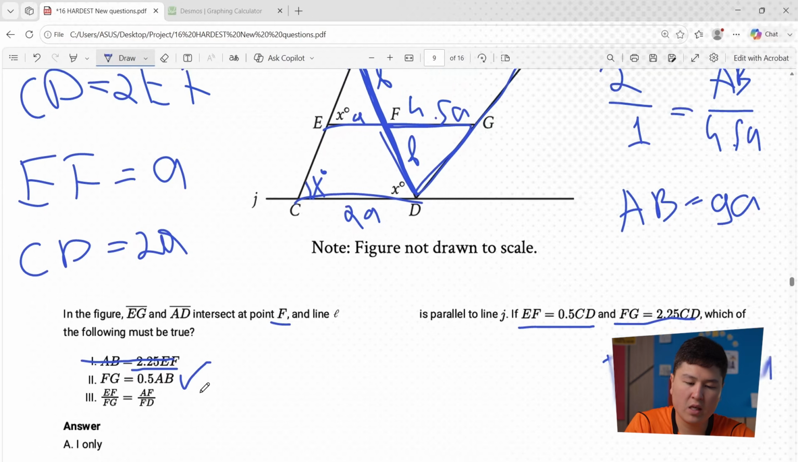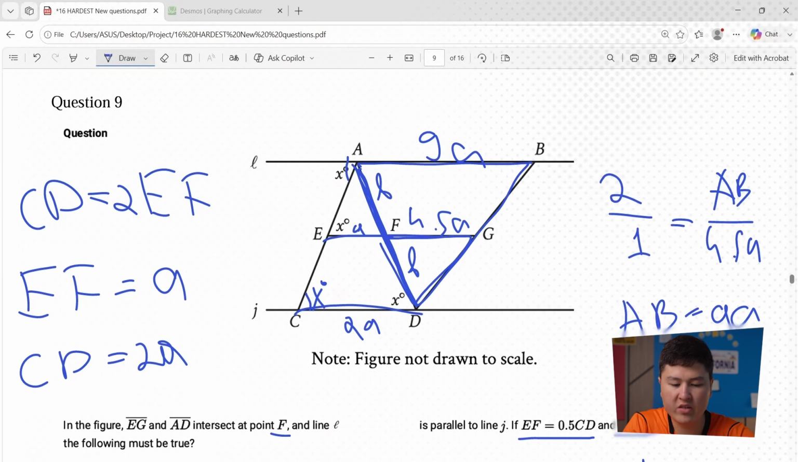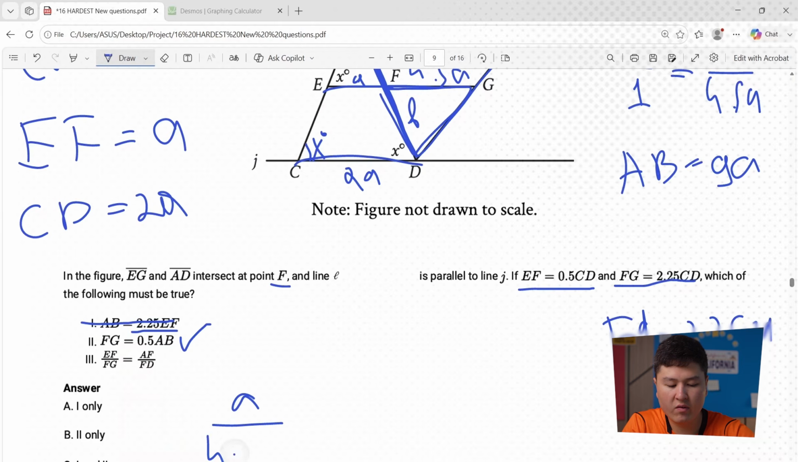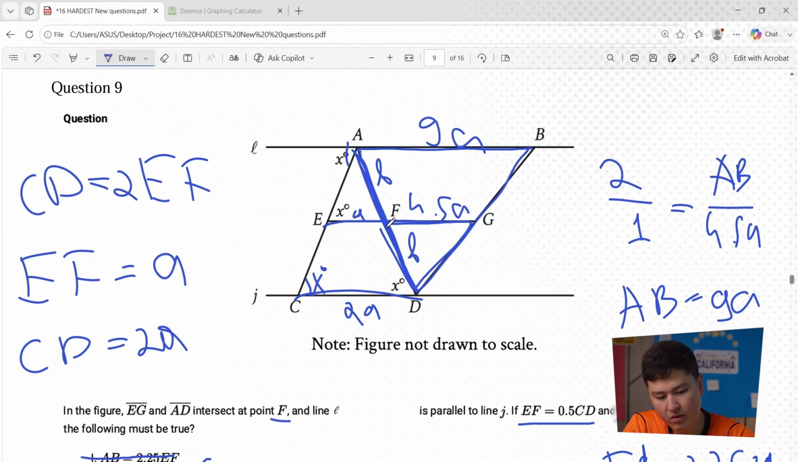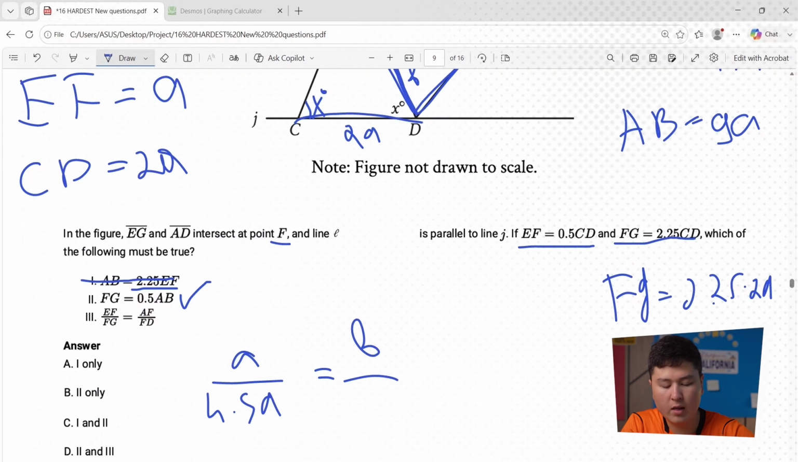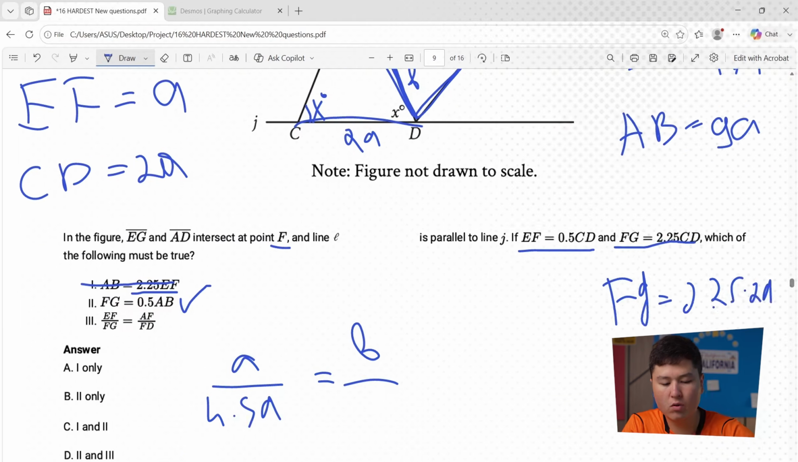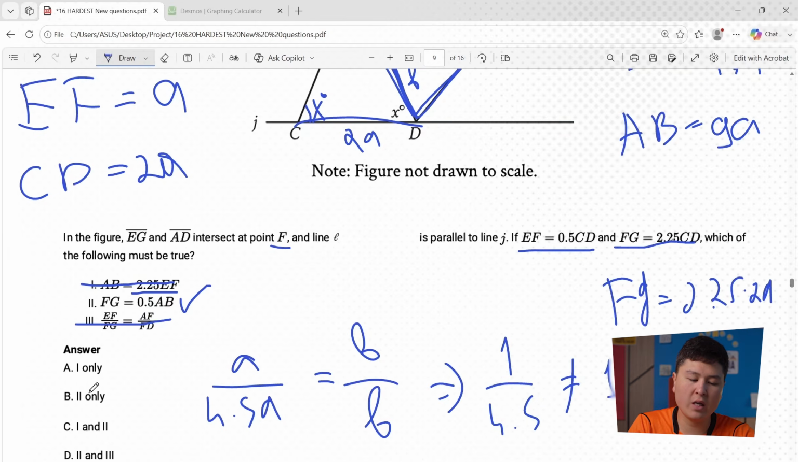And the third information, EF. So we have EF, which is A, divided by FG, 4.5A, equals AF. So we have AF. We've already written it down, which is B, divided by FD, which is equal to B. Like guys, here we're having the ratio 1 divided by 4.5 equals 1, which is absolutely incorrect. So the third information is also incorrect, meaning that the answer is B, second only.